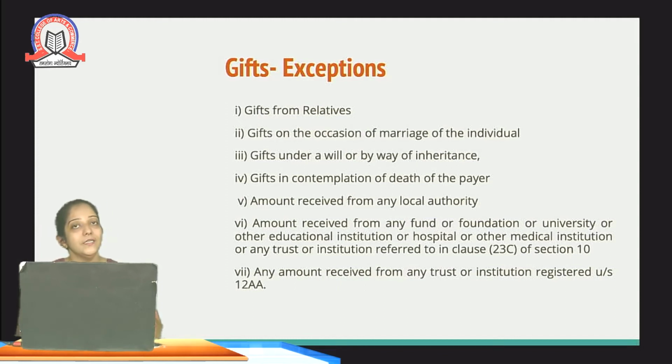We have seen earlier that if an SST is getting a gift, with or without consideration, of more than 50,000 rupees, that will be chargeable. But if it is from relatives, on the occasion of the marriage of an individual, or under a will or inheritance, or in contemplation of death of the payer, then in those categories the 50,000 limitation will not be considered. Here the whole amount will not be charged as income.